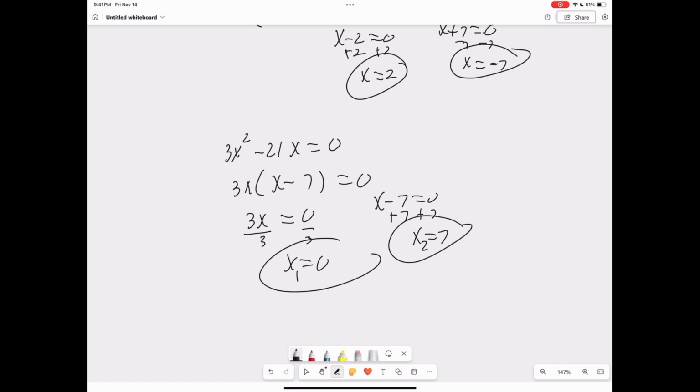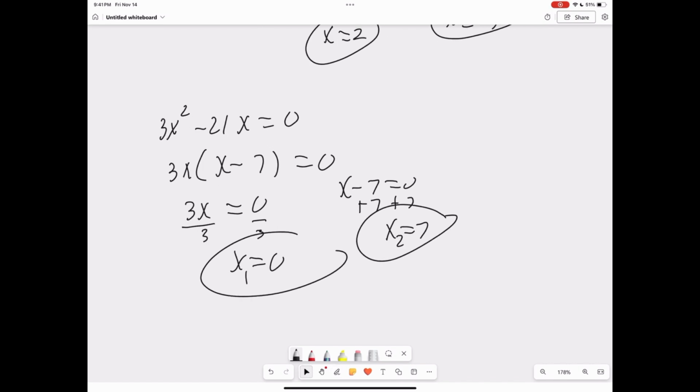And we can check if we're correct. If we plug in our x's, the ones that give us 0 are the solutions. So if you plug 7 in, that works. And if you plug in 0, anything times 0 is 0. So that means these are both correct solutions.